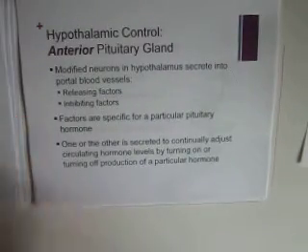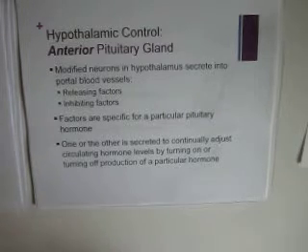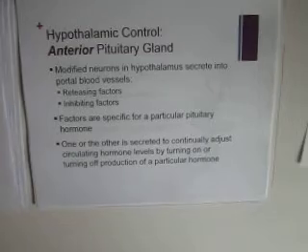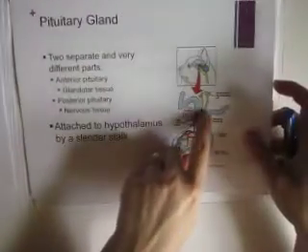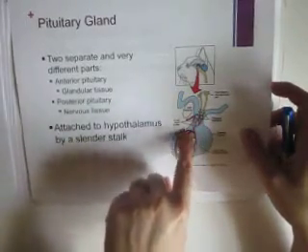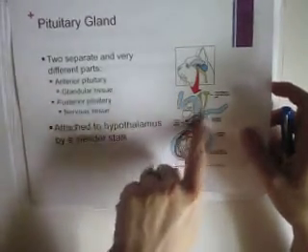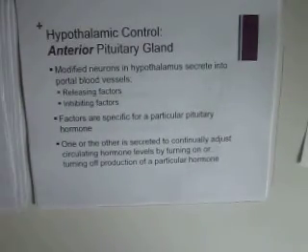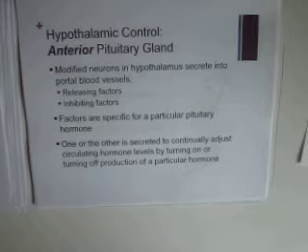So, the hypothalamic control of the anterior pituitary gland. We're going to talk anterior first. We have modified neurons in the hypothalamus that secrete into that blood vessel, and they release factors that can be releasing or inhibiting. These factors either say, release this, or they say, no, do not release any more of that. That's where all those negative and positive feedback systems usually come to hit.